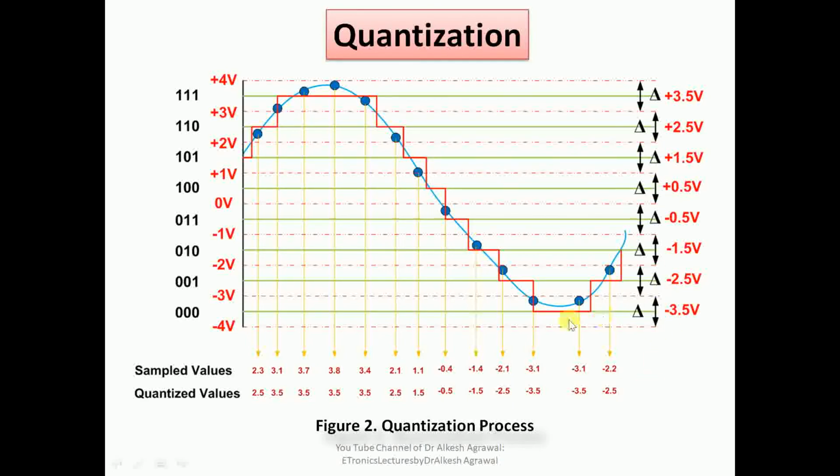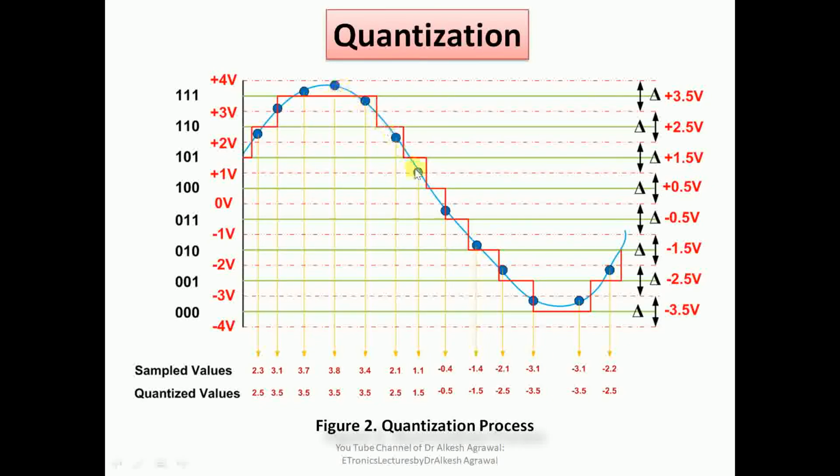And in between the step sizes, we have the quantized levels. So these quantized levels are at minus 3.5 volt, minus 2.5 volt, minus 1.5 volt, minus 0.5 volt, plus 0.5 volt, plus 1.5 volt, plus 2.5 volt, and plus 3.5 volt. Now, let us see how the quantization is being done.